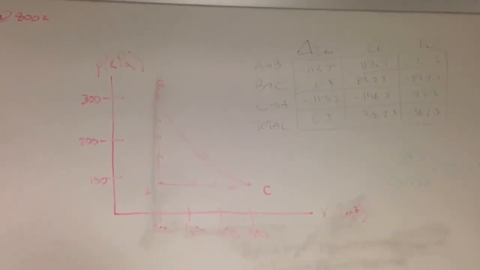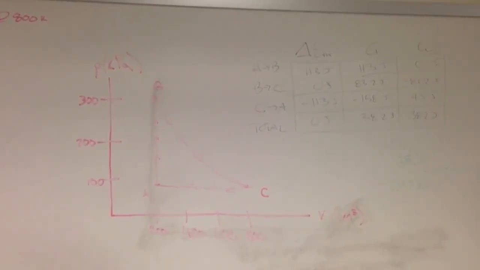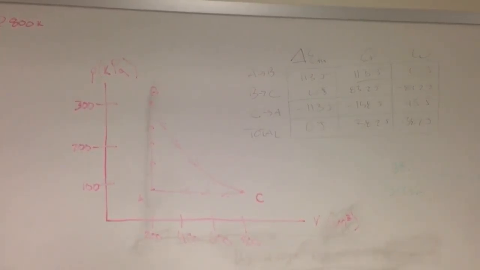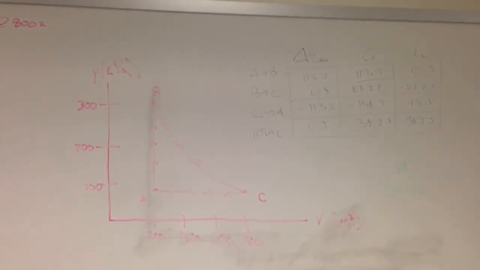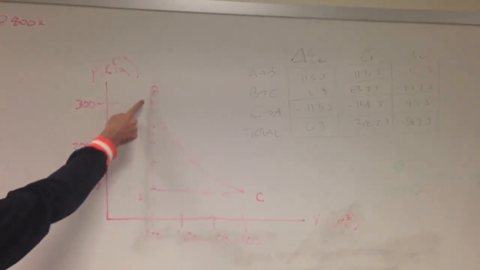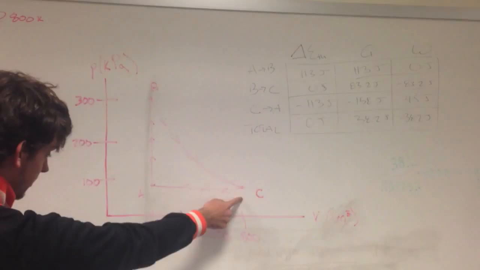We have problem number 8, and we are given a PV diagram where there are 3 steps in a 3-cycle heat engine. So it starts at point A, goes to point B, then goes to point C, and then back to A.